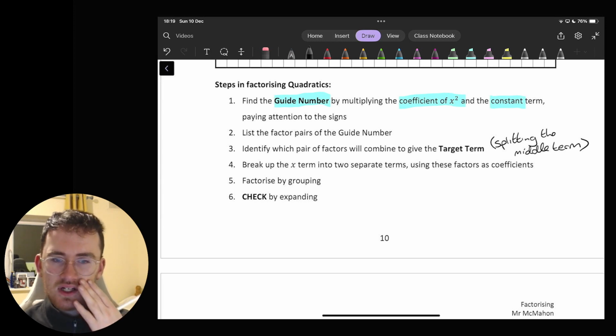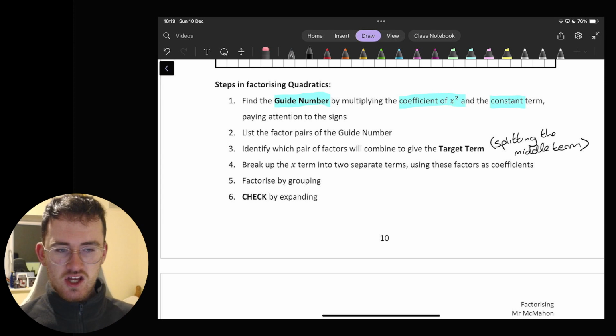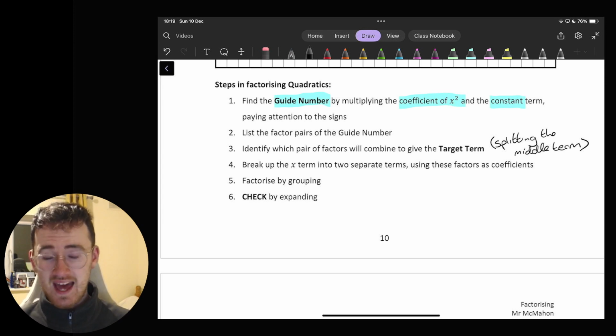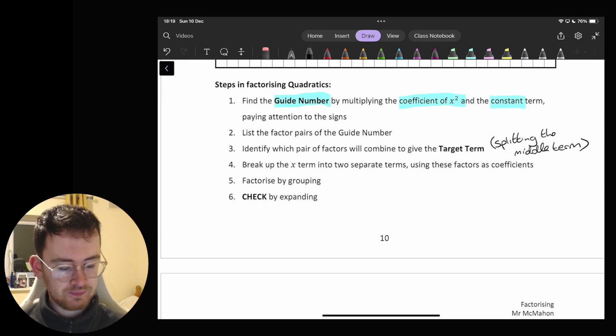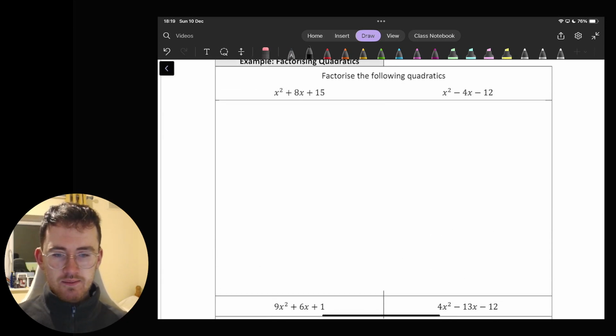So even in heading into these questions, it's important that you go back over grouping as well, because you can see here step 5, factorize by grouping, and then 6, check by expanding. So we can check our answers by multiplying our answers out again, just to be sure that we're right in all cases. And like with any of these questions, when we can check it, it's always worth checking it. So let's just jump into some of these examples here. So we'll do a few examples and then we'll look at some of the questions that come up with that as well.